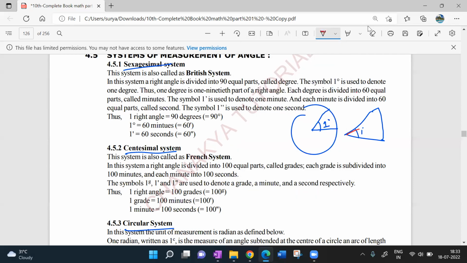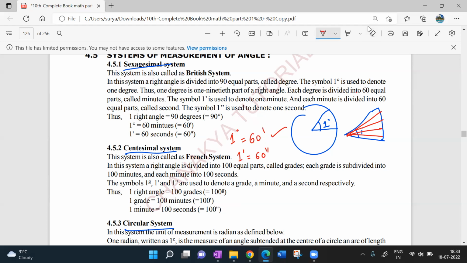That has been divided into 60 equal pieces. Those red lines will be 60 equal parts. So now 1 degree is called 60 minutes. Minutes I denote with a single dash, and seconds with a double dash. So 1 degree is equal to 60 minutes, and I write it like this.